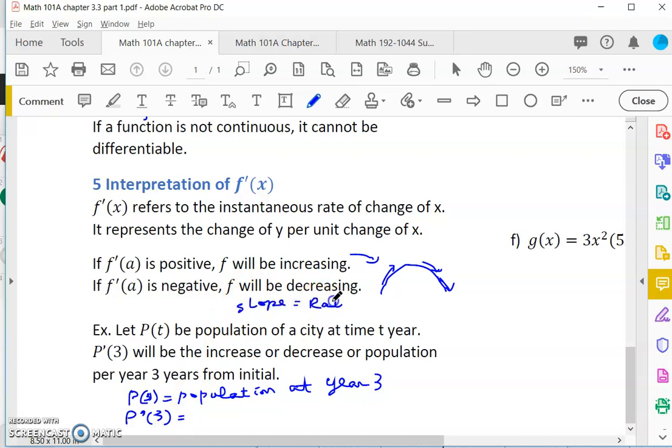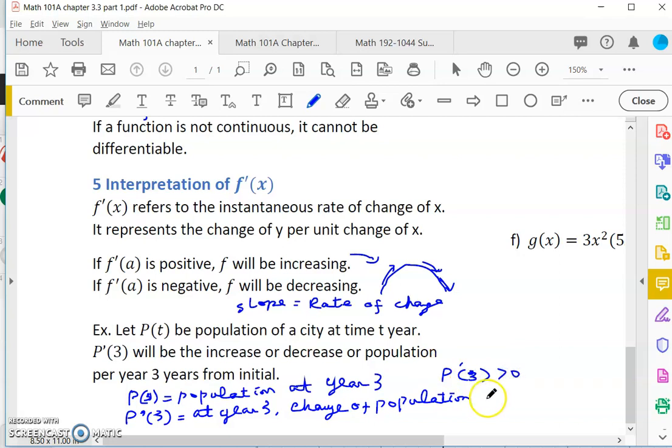It would tell us, at year 3, the change of population per year. How much is it changing, right? If it is a positive number, that means the population is increasing. So if P prime of 3 is positive, that means the population is going to be increasing at year 4, or will be more at year 4. From 3 to 4 will be more.